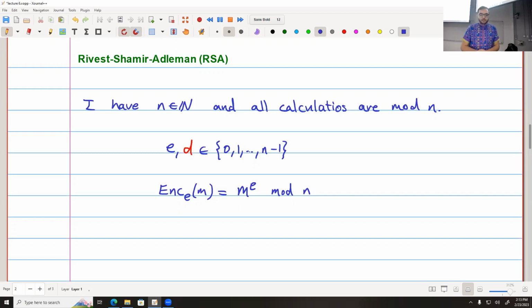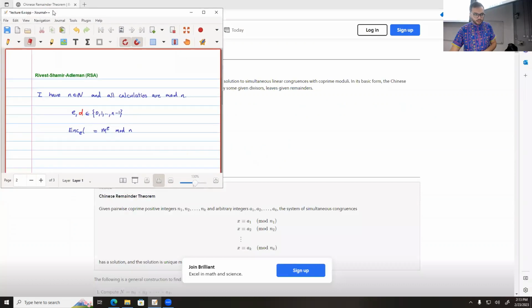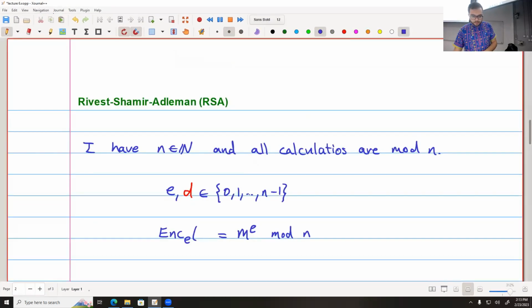And then I actually want my decryption to be equally simple. Again, I'm bad at using these colors, it seems. I just forget all the time.